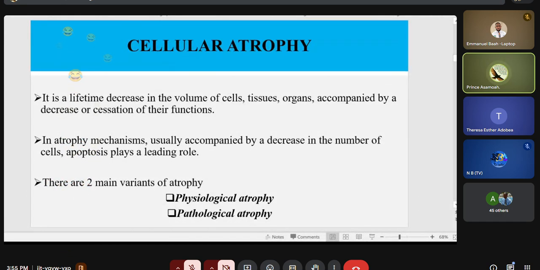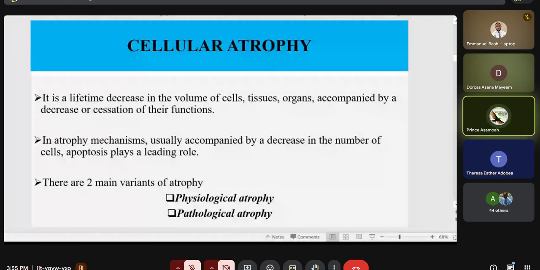But whatever it is, individual differences will come in. There are some people, their body parts, the atrophy would be minimal. Some too will be very minimal. So it depends. It depends. Okay.